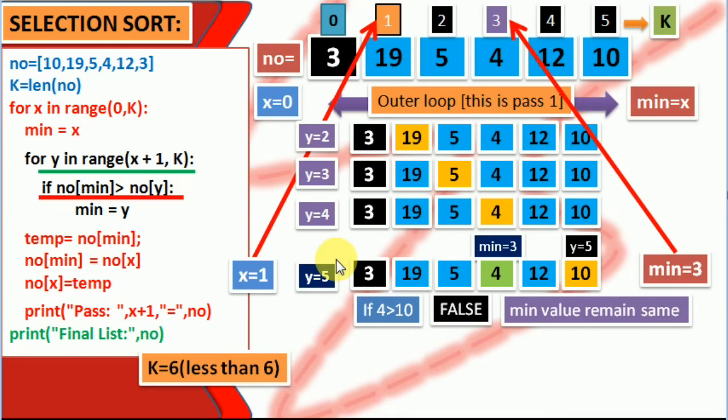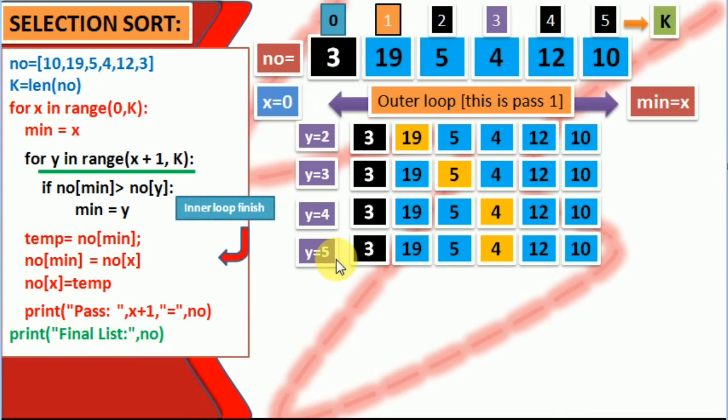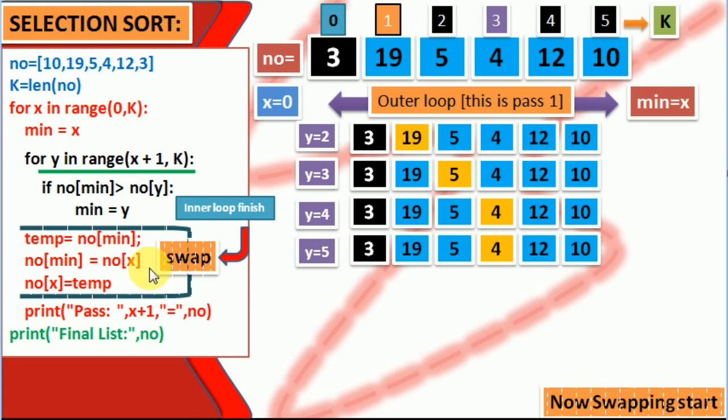Now this inner working is finished. Now it will jump down and move up again. Before it goes up, it will read these 3 lines. What are these lines? temp equals arr of min, arr of min equals arr of x, and arr of x equals temp. These are the lines of swap. These are going to be the swapping. Now how is the swapping going to work?